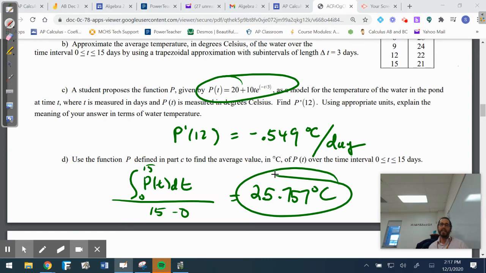Because when you find that area, you get degrees Celsius times your days, right? And then on the bottom, you get days, and they cancel out, and you get degrees Celsius. Okay, and that's because, when you go up to this one here, you had degrees Celsius as your y-axis, time as your x-axis. You multiply those two, right? You get an area, and then days over days cancel out. You end up with degrees Celsius.